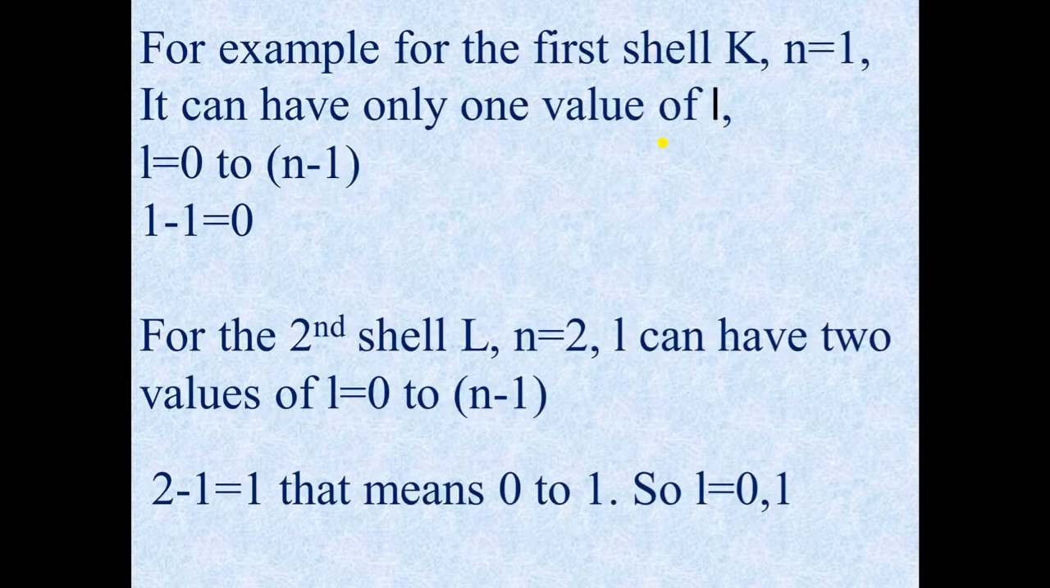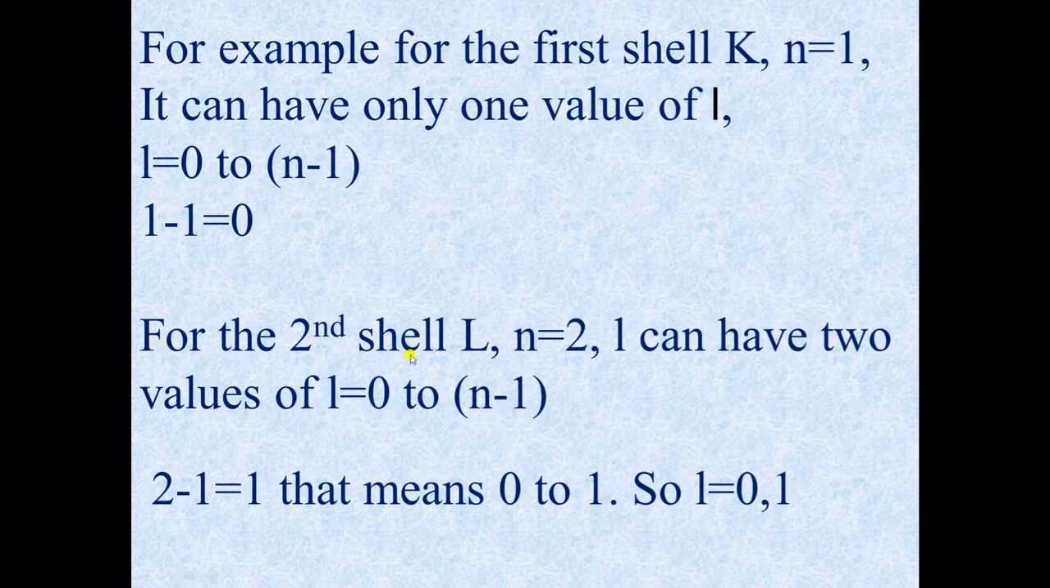Now, if we have to find out value of small l, that is azimuthal quantum number, then we can use this formula. Formula is l is equal to 0 to n minus 1. Now, value of small n cannot be 0. Value of principal quantum number starts from 1. So, when we put value of n 1, then it will be 0 to 0. That means value of l will be 0. For the first shell, only one subshell is present.